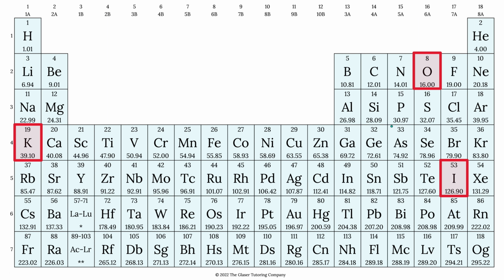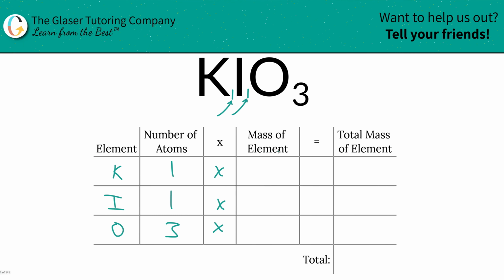So take a look. Potassium is 39.1, oxygen is 16, iodine is 126.9. So let's write them on in. So this was 39.10, iodine was 126.90, and oxygen is 16. Then what we're going to do is find the total mass of each particular element by simply multiplying this row across. So the total mass of potassium here is going to be 39.10, total mass of iodine is 126.90, and then oxygen is going to be 48.